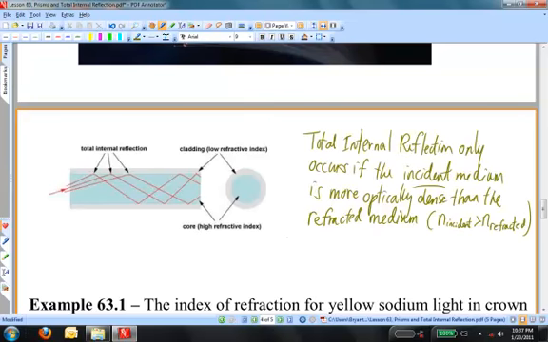If we have an opportunity in class, then we'll take a laser and shine it into this sort of situation and see the light bounce through the material. It's a pretty cool thing to see.